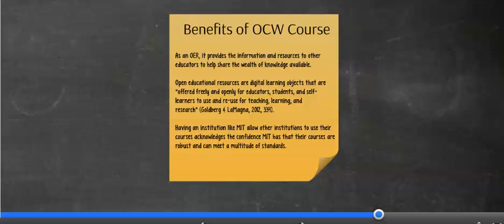The benefit of the OCW course as an OER is that it provides the information and resources to other educators to help share the wealth of knowledge available. Open educational resources are digital learning objects that are offered openly for educators, students, and self-learners to use and reuse for teaching, learning, and research. Having an institution like MIT allow other institutions to use their courses also acknowledges the confidence that MIT has that their courses are robust and meet a multitude of standards.